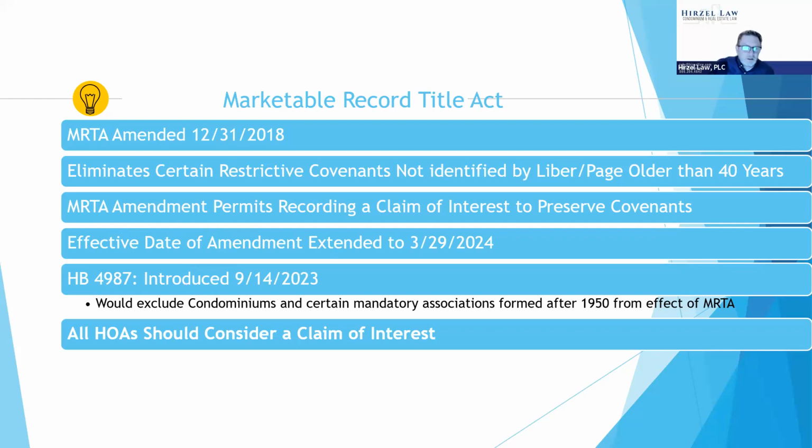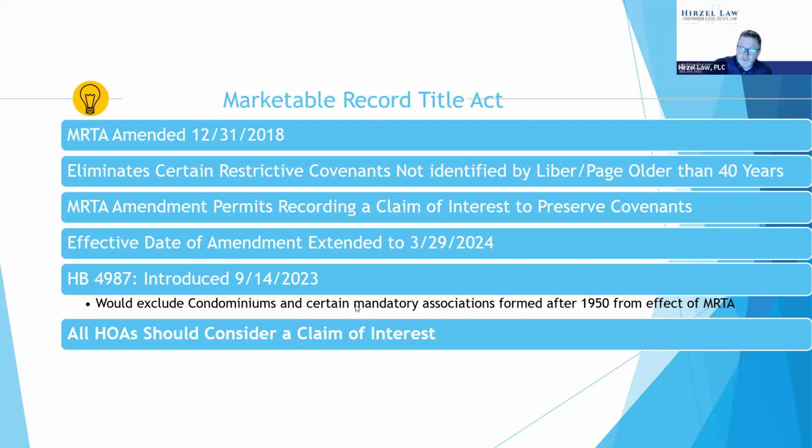Recently, last week, or not quite 2 weeks ago, House Bill 4987 was introduced. This would assist community associations in avoiding the negative impact of the Marketable Record Title Act. It would exclude condominiums from the impact of the Marketable Record Title Act, and would also exclude certain mandatory associations formed after 1950. So if this bill passes, then condominiums and certain mandatory associations formed after 1950, at least in the current form of the bill, would be excluded from the effect of the MRTA.